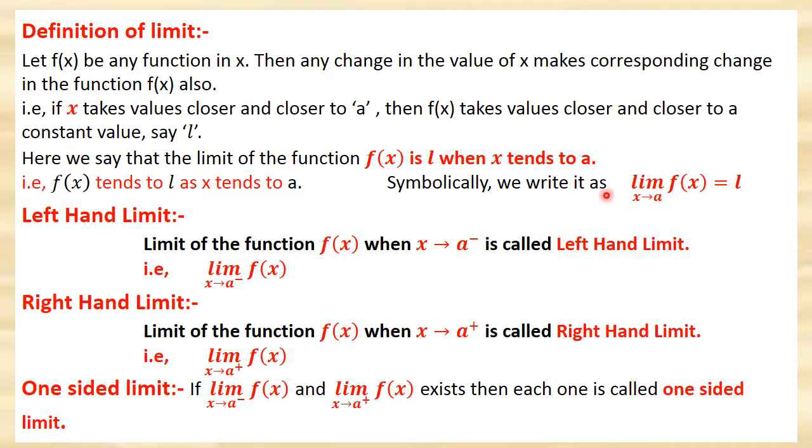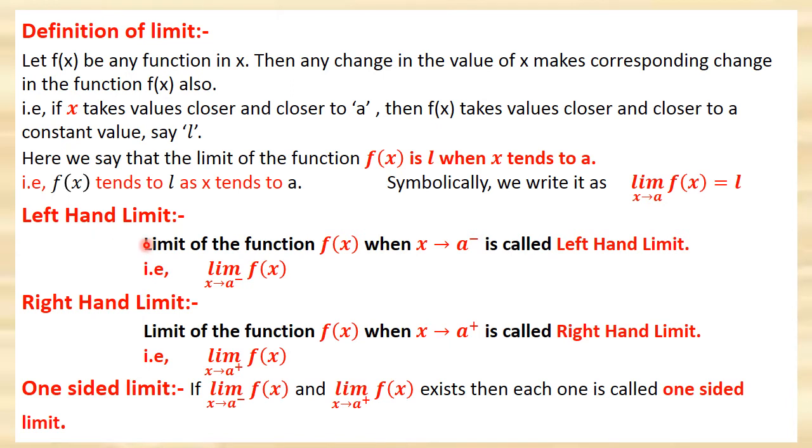We can write it as lim, which we read as limit. When x tends to a, f of x is equal to L. You have to be careful while writing this symbolically. That is, limit. Under this you have to write x tends to a, and in the main part f of x is equal to L. Now there are two cases.